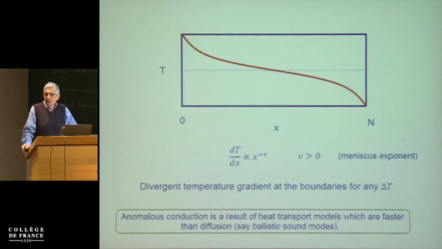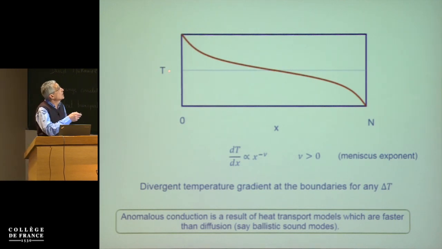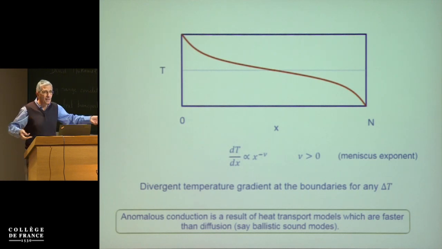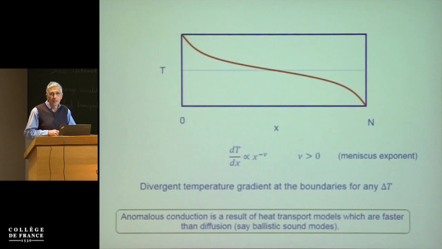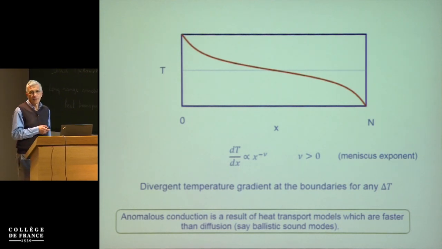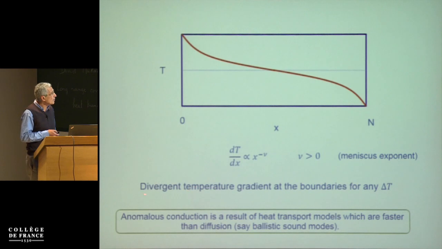And the point is that this happens no matter how small the temperature difference is, which is rather surprising. That is, you can make the temperature difference between the two sides as small as you want. Nevertheless, it will never go to a trivial linear profile that you expect in diffusive systems. And I will talk about this profile a lot in this talk. So there are divergent gradients at the contact here.